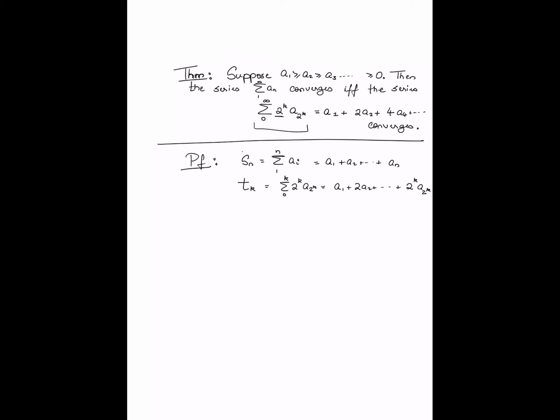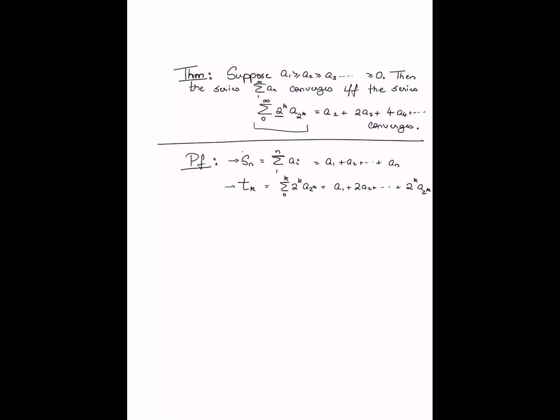To prove the result, it suffices to show that if Sn is bounded from above, then Tk is bounded from above, and if Tk is bounded from above, then Sn is bounded from above. This is a sequence of running sums in n, and this is a sequence of running sums in k. If I could argue that both of these sequences are either bounded from above or both are unbounded from above, then the job is done. That would imply that the convergence of Sn is equivalent to the convergence of Tk as k goes to infinity.